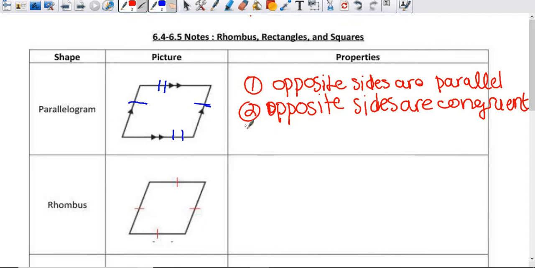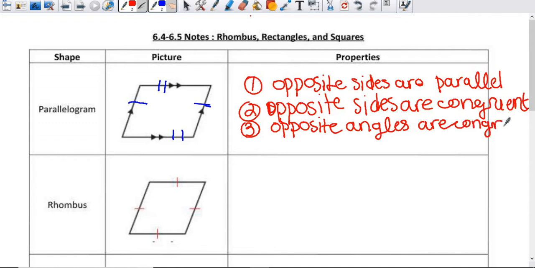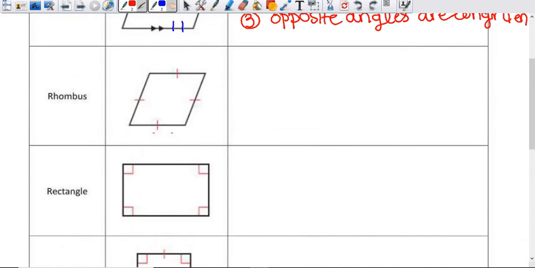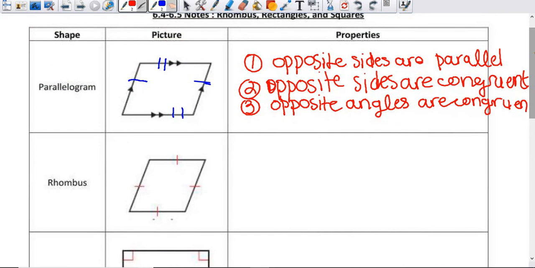So step three is opposite angles are congruent. So Remy's going to write that. So, sorry about that. We didn't mean to. Okay. So it's fine. So this angle would be congruent to this one, since they're opposite, and this one would be congruent to this one. So that's how that works.